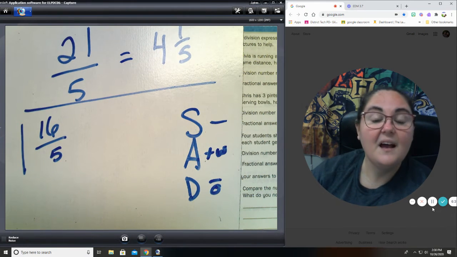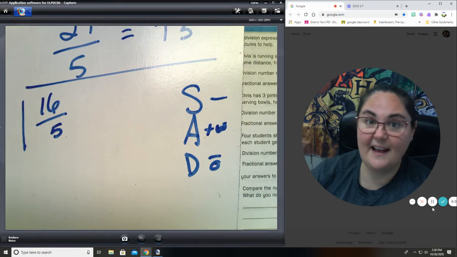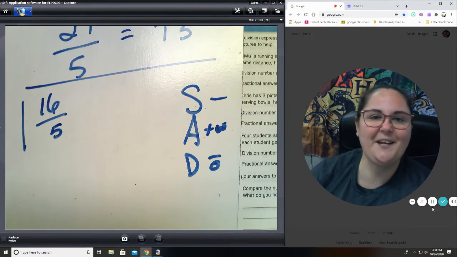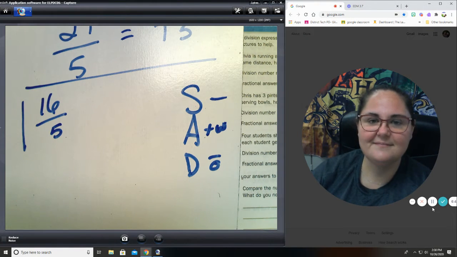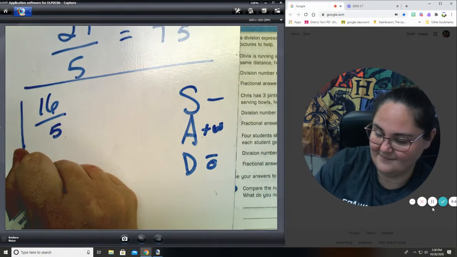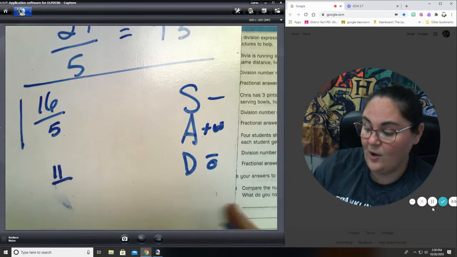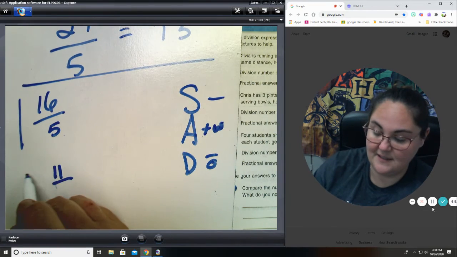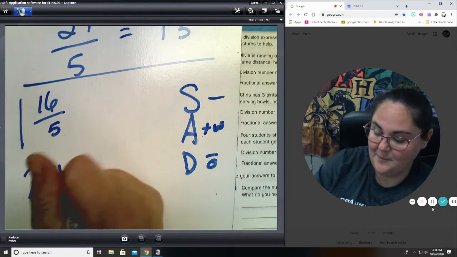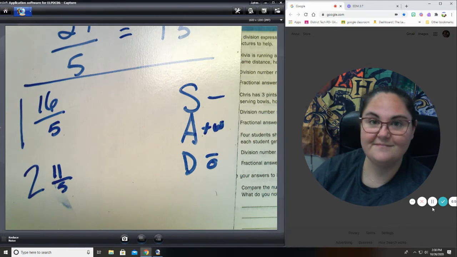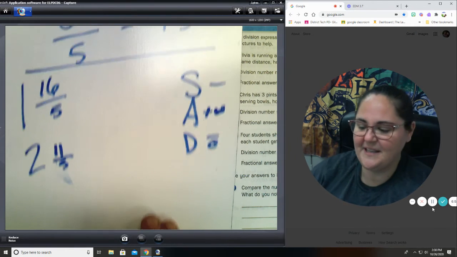Done. We can do it again. Look, it's 16 fifths. I can still do it again. Subtract. What's 16 minus 5? 11. Add a whole. So 1 plus 1 is 2. My denominator stays the same. Isn't that cool? Do it again.